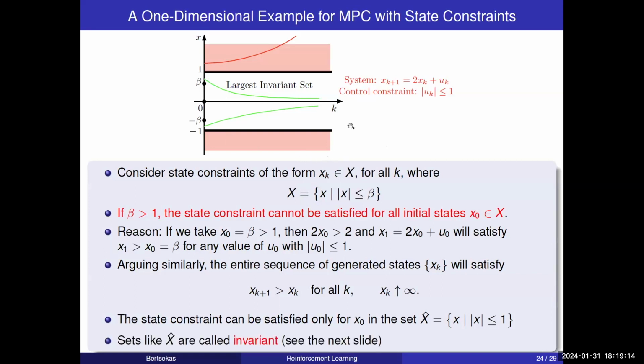Now, sets like this are called invariant, in the sense that if you start within such an invariant set, it is possible to choose control to keep the state within the invariant set. In other words, it's a region within which the system can be confined with proper state of control. They are invariant in the sense that you can't get out of them.